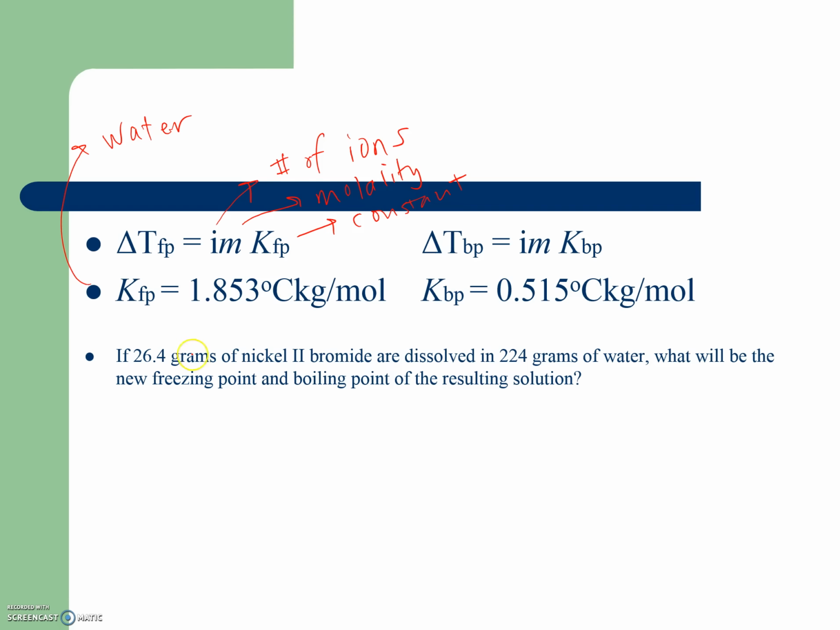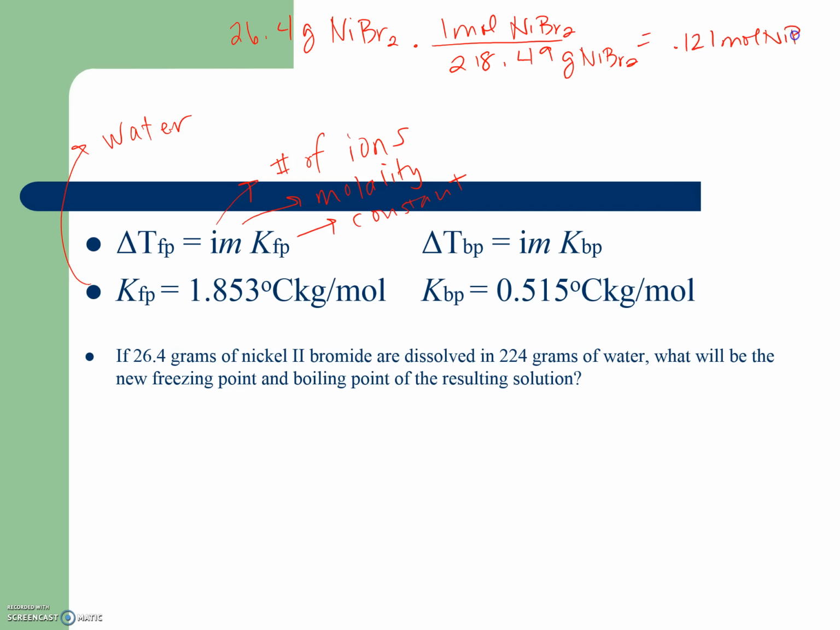Well, I have to solve for my molality first, and so I'm going to do that up top because I need that for both of them. I have grams. So I'm going to take my 26.4 grams nickel(II) bromide, NiBr2. I'm going to go ahead and convert it to moles. So 1 mole of NiBr2 to 18.49 grams of NiBr2 equals 0.121 moles of NiBr2.